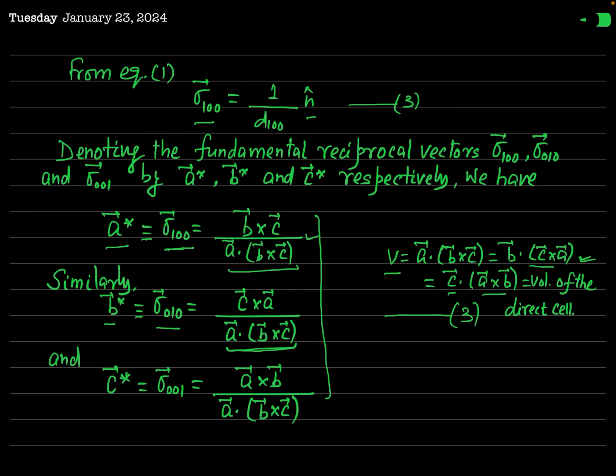And the third primitive translation vector for the reciprocal lattice is denoted by C star, and that is equal to sigma 0 0 1, which will be equal to A cross B over A dot B cross C. So this is the defining equation for the primitive translation vector of the reciprocal lattice, and you should remember this definition.